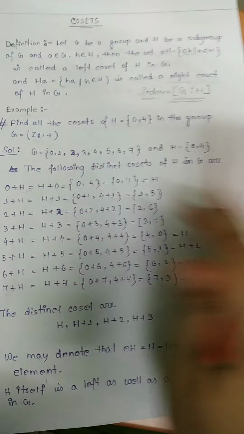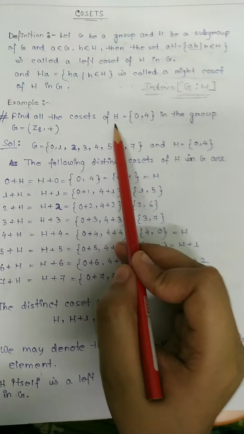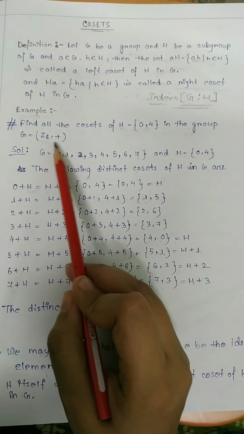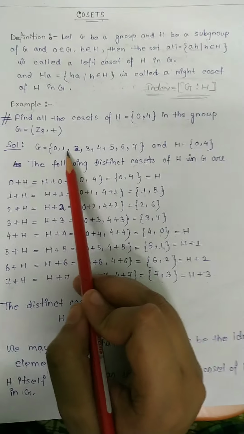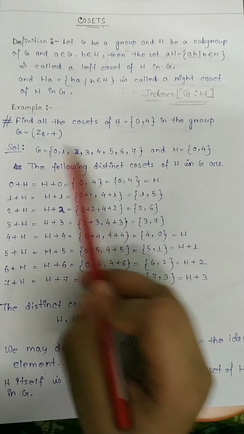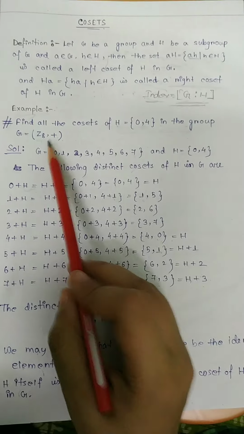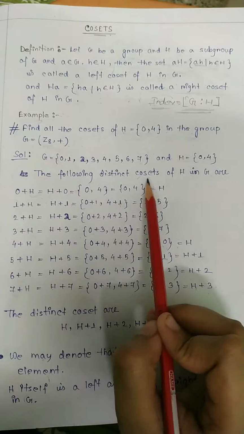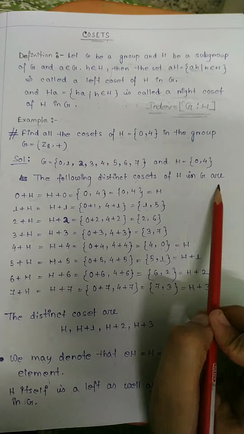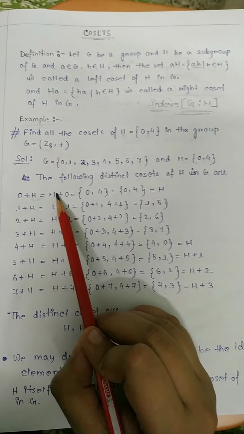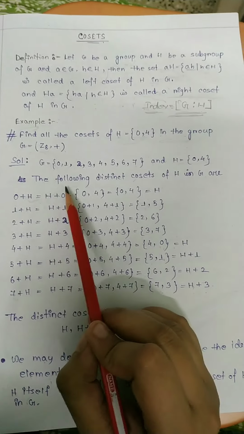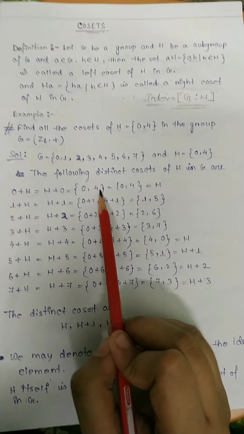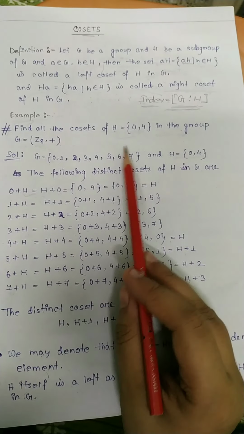Example: find all the cosets of H = {0, 4} in the group G = Z modulo 8 under addition. G = {0, 1, 2, 3, 4, 5, 6, 7} as it is Z modulo 8, and H = {0, 4}. The distinct cosets of H in G are as follows. We know that addition is commutative, so the right and left cosets will be the same. 0 + H = H + 0 = {0, 4} = H.